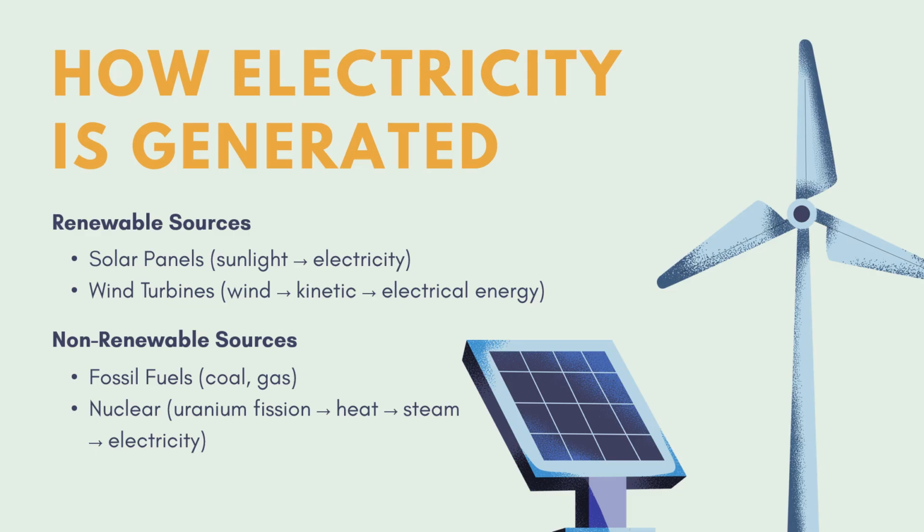Let's understand how electricity is generated. Electricity can be generated through renewable sources and non-renewable sources. Renewable sources include solar panels and wind turbines. Non-renewable sources include fossil fuels and nuclear energy.